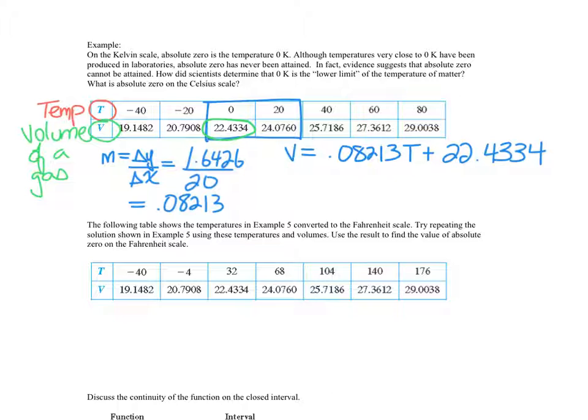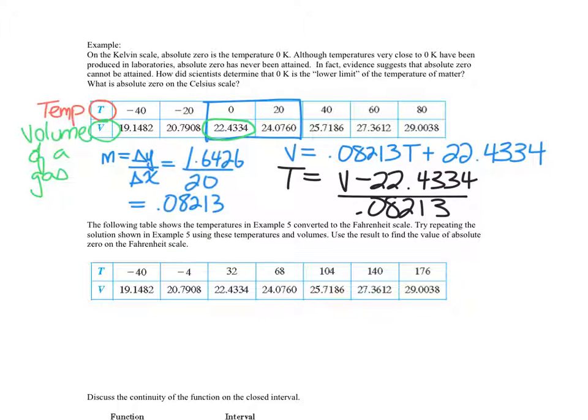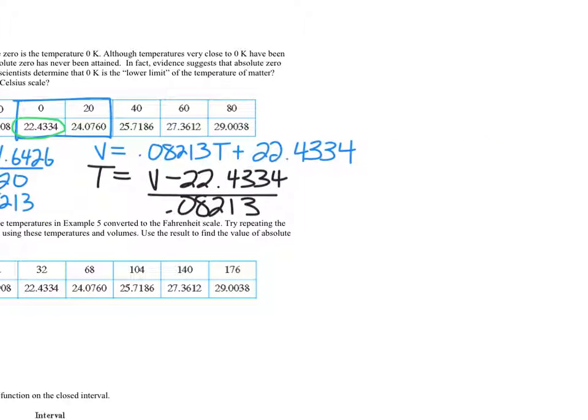All right, so in order to do that, I have to solve this for t in terms of v. So t equals v minus 22.4334 over 0.08213. So then as an extension, or at least continuation, I'd be looking for the limit as v approached 0 of my function t of v.